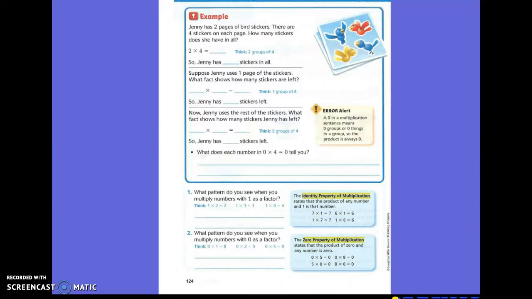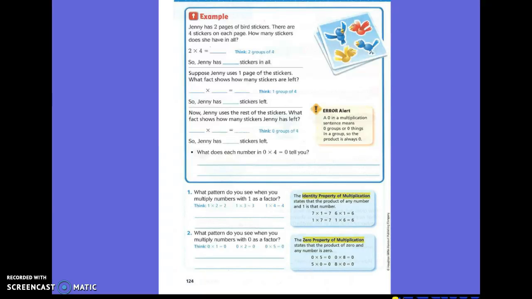Okay, but we're moving on. All right, read the new story. Jenny has 2 pages of bird stickers. There are 4 stickers on each page. How many stickers does she have in all?